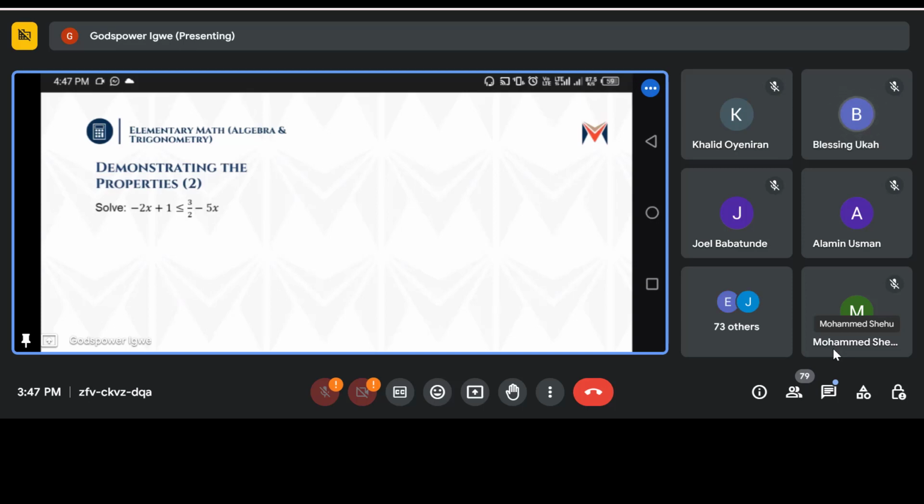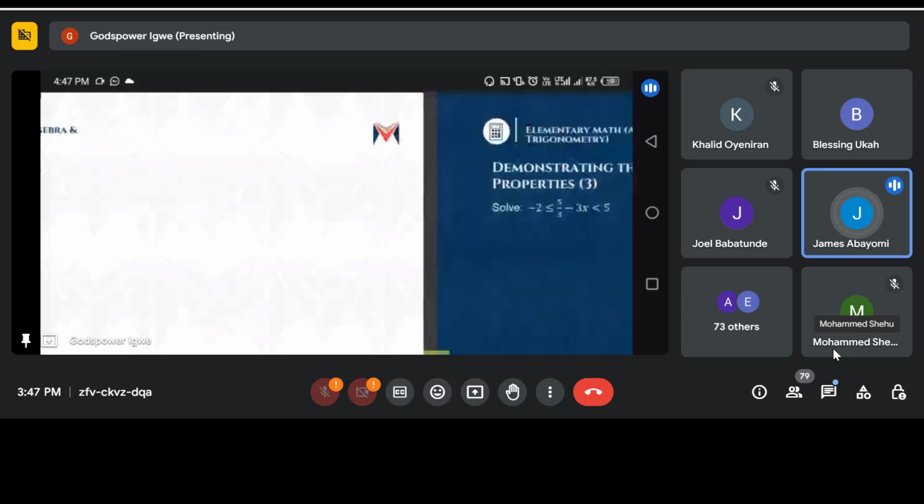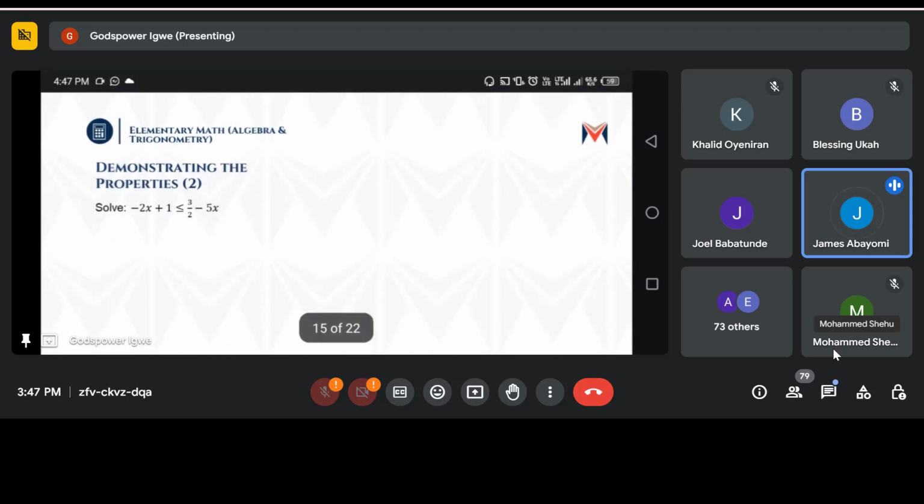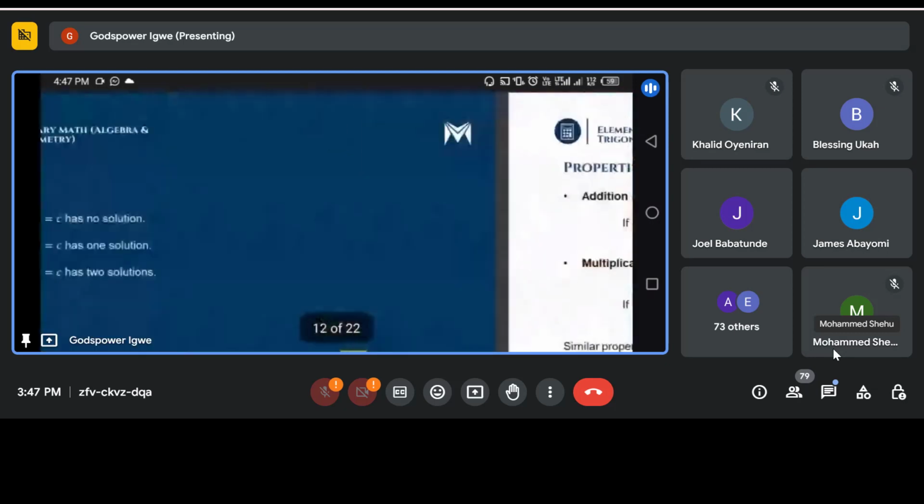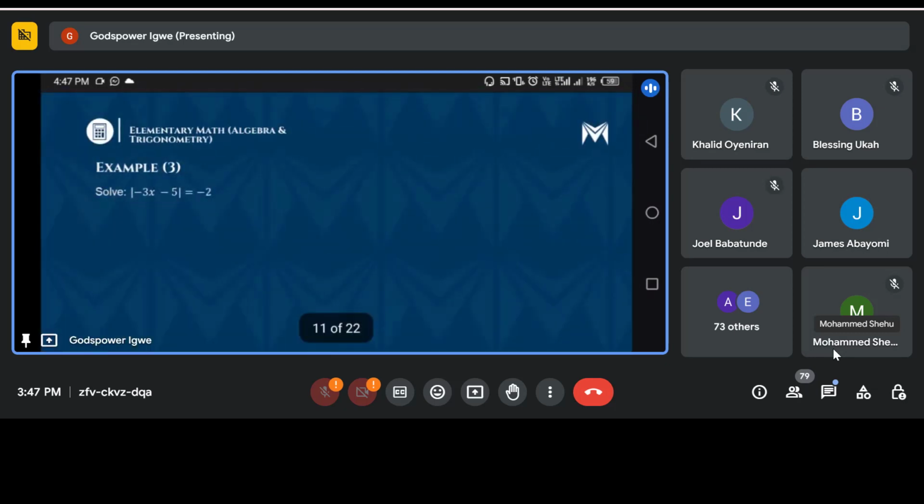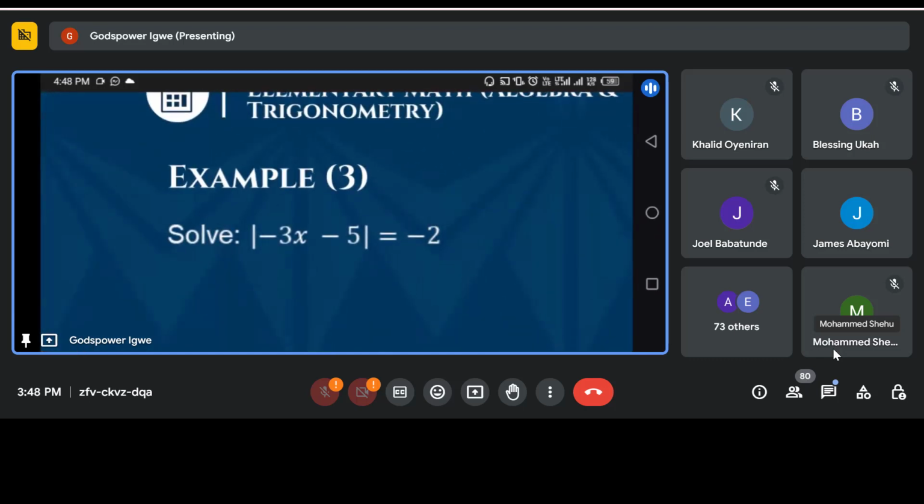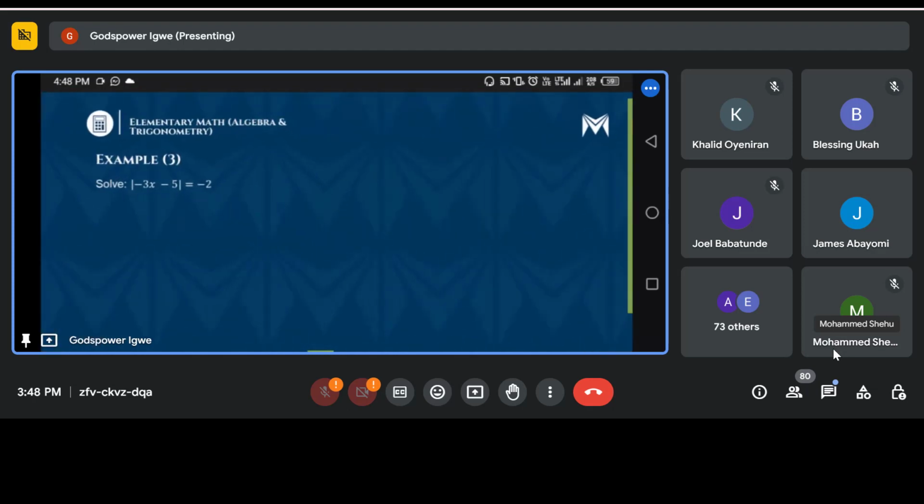Mr. Godspower, please solve it. Mr. Joel, I just solved that now. So the answer is 0, which means it's actually correct. There's no solution. The x cannot be 0. So it's actually correct. Thank you. So there's no solution to that question. So anyone you see equal to minus 2, like this particular question, absolute value cannot be equal to minus 2.